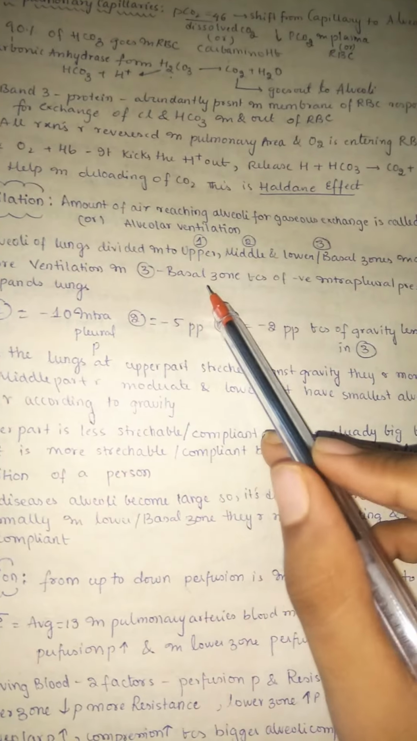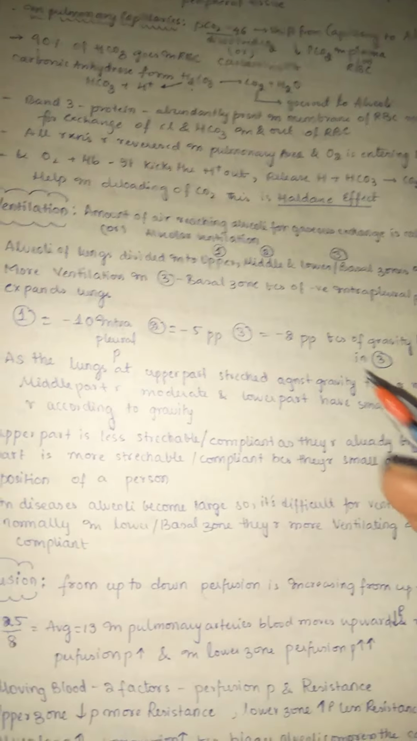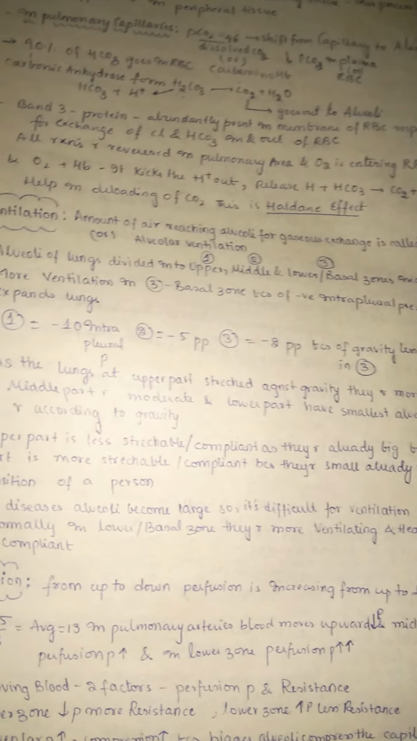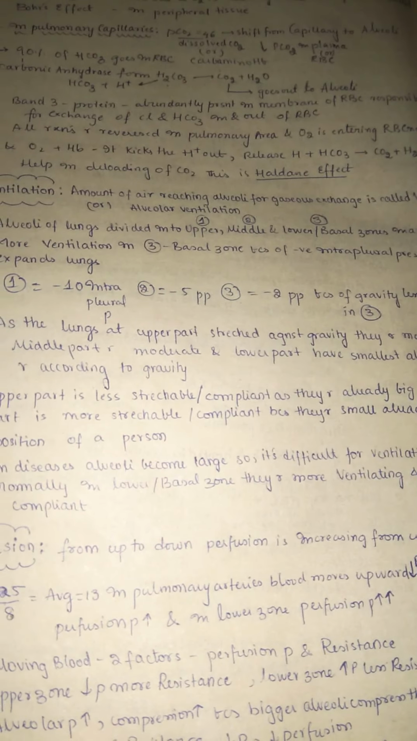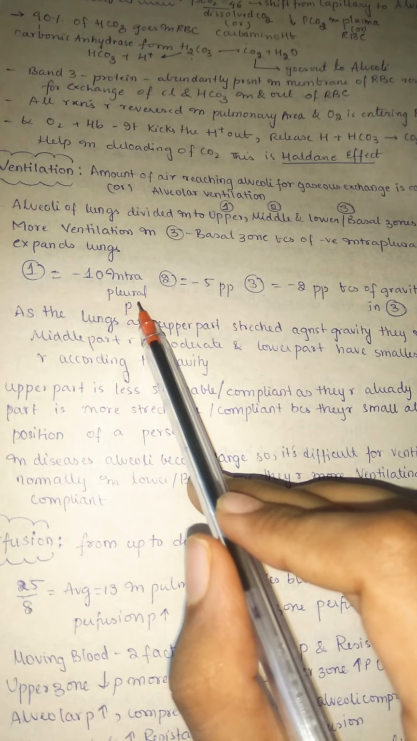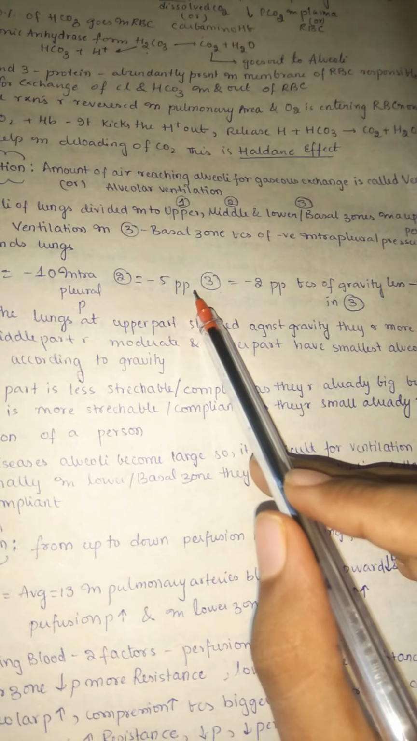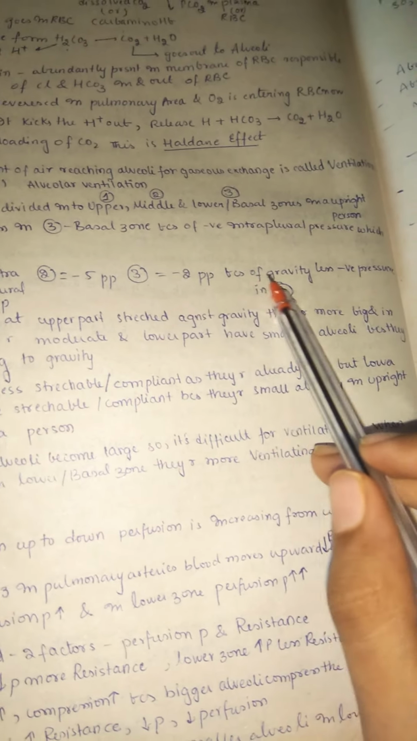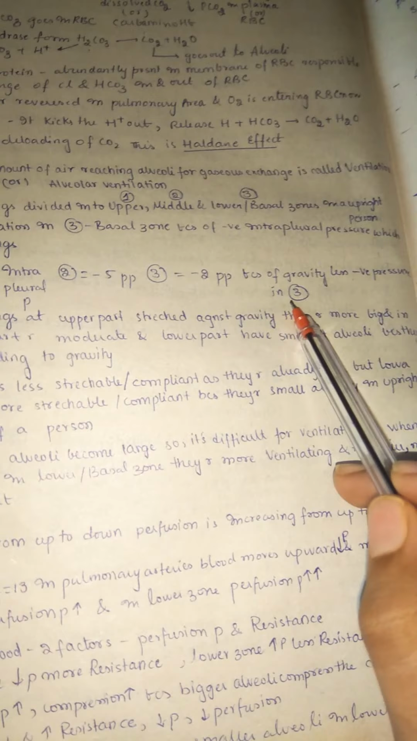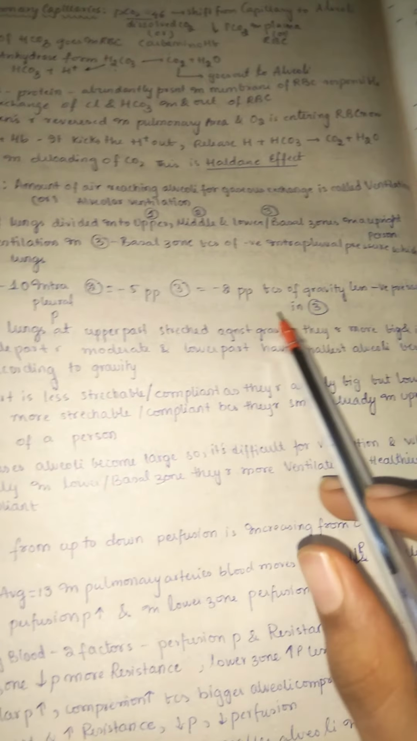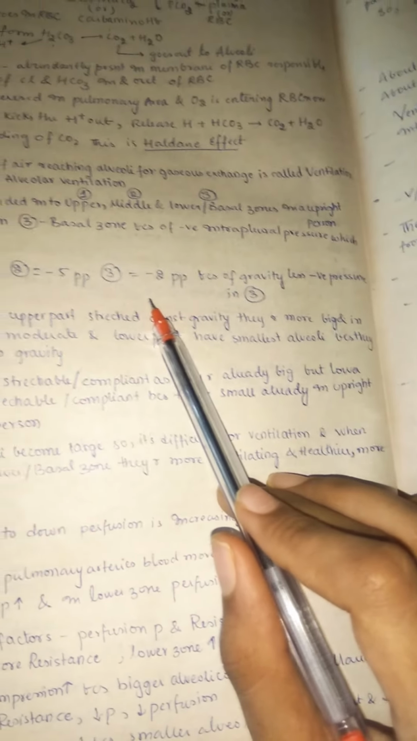More ventilation is seen in the basal zone because of negative intrapleural pressure, which expands the lungs. Always remember, the more negative intrapleural pressure is expanding the lungs mainly in the basal zone, which means the last part of the lung. The first zone has minus 10 of intrapleural pressure, and the second zone has minus 5. But you can see the third zone has minus 2 of intrapleural pressure. Because of gravity, the less negative pressure is in the third zone. So in the third zone there is less negative intrapleural pressure.